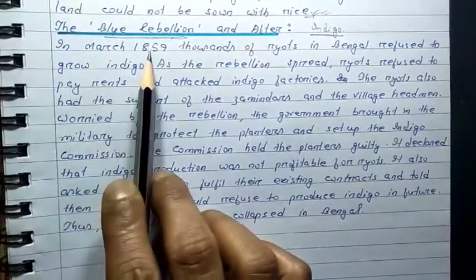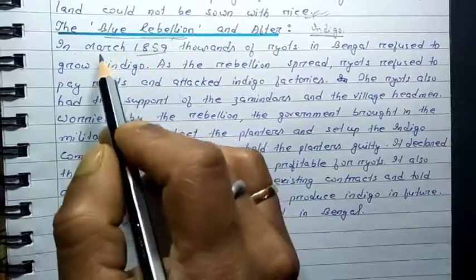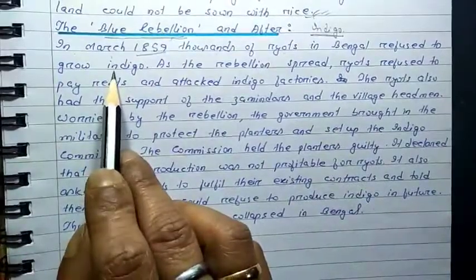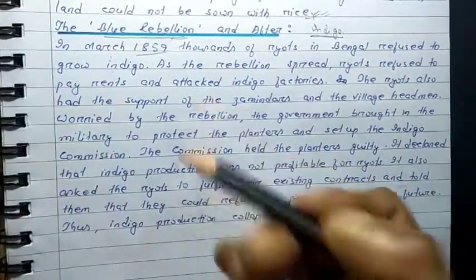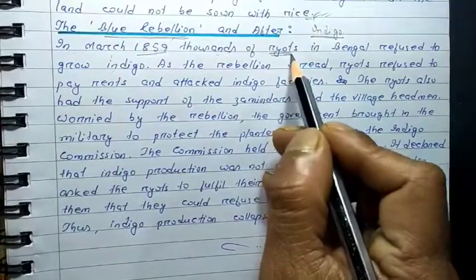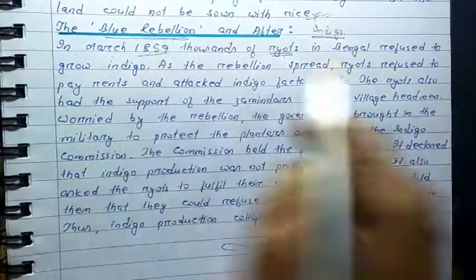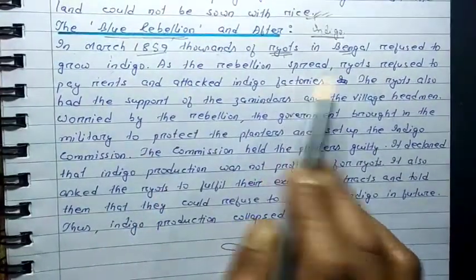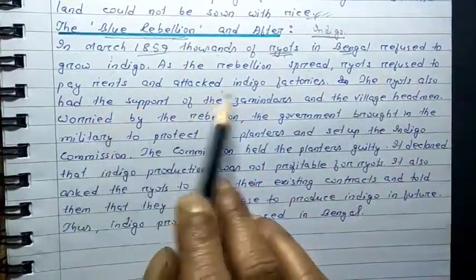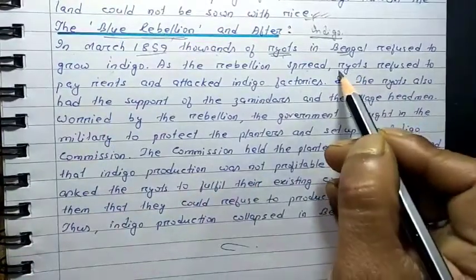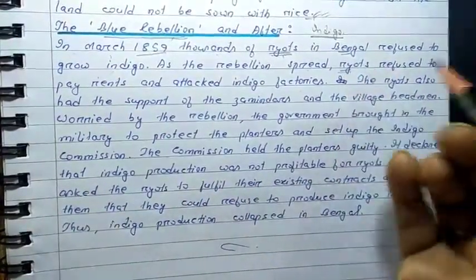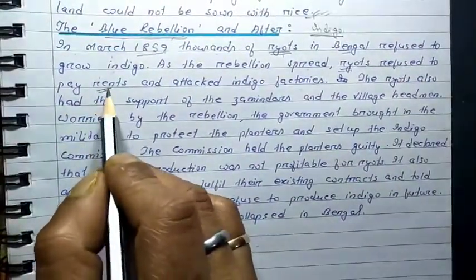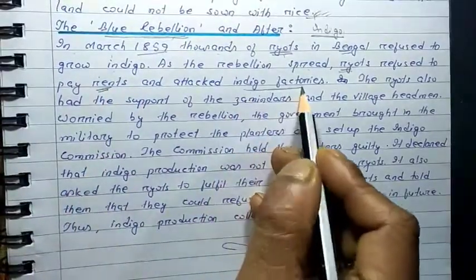In March 1859, thousands of ryots in Bengal refused to grow indigo. As we already got, the ryots faced different types of problems, and that's why finally in 1859 in Bengal they refused to grow indigo. As the rebellion spread, ryots refused to pay rents and attacked indigo factories. When the ryots found it very difficult to compete with the planters, they started to refuse to pay the rent. They did not pay the rent, and they even attacked the indigo factories.